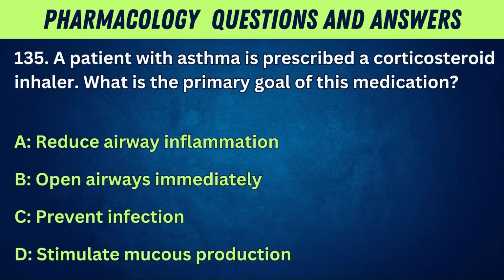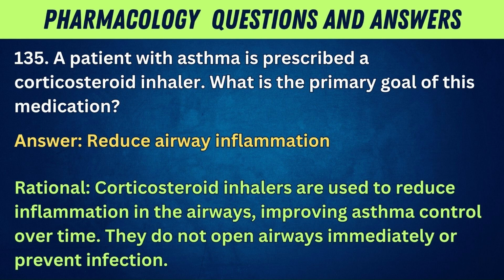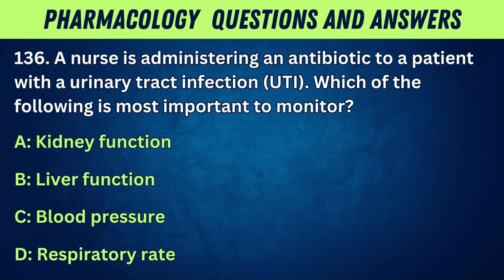135. A patient with asthma is prescribed a corticosteroid inhaler. What is the primary goal of this medication? A. Reduce airway inflammation. B. Open airways immediately. C. Prevent infection. D. Stimulate mucus production. Answer: reduce airway inflammation. Rationale: corticosteroid inhalers are used to reduce inflammation in the airways, improving asthma control over time. They do not open airways immediately or prevent infection.